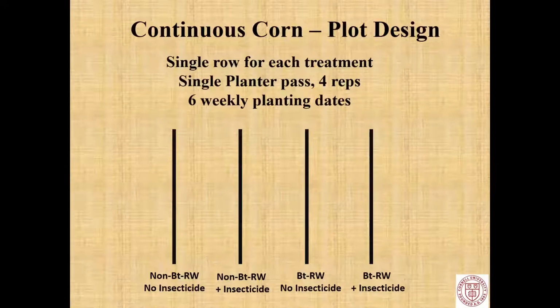So let's look at the continuous corn design. Once again, we had single rows for each treatment. We had 6 weekly planting dates where we made a single planter pass with 4 replications. And so right side by side, we would have no insecticide, insecticide, no insecticide, insecticide.